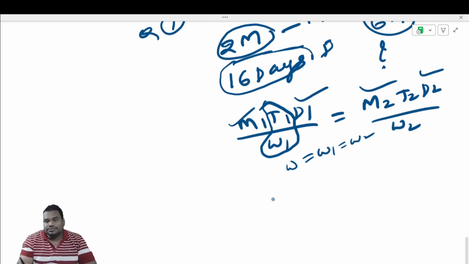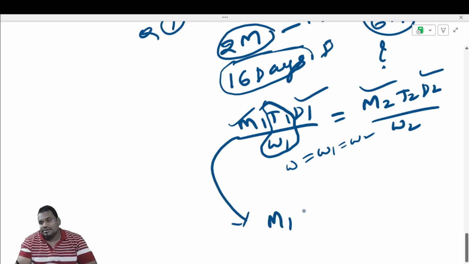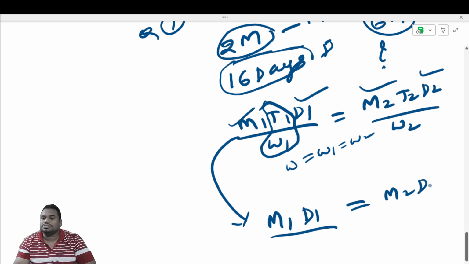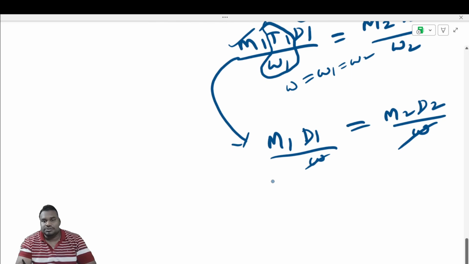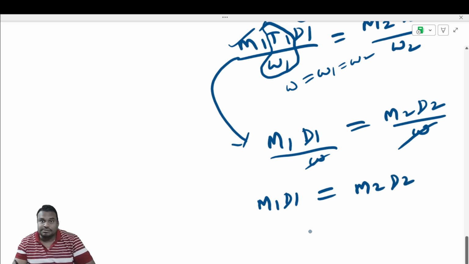Now you have to use the formula. This will become a simplified formula: M1 T1 D1 by W1 is equal to M2 T2 D2 by W2. No need to take W because the work is the same here. So when the work is the same, it gets cancelled, and it will become M1 D1 is equal to M2 D2. In this type of case, you have to use this formula: M1 D1 is equal to M2 D2.